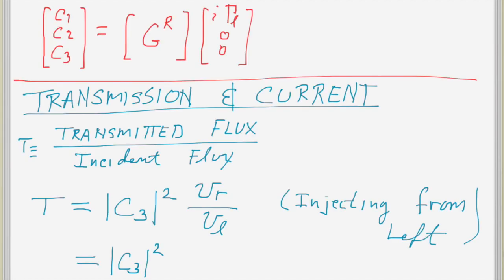Oh, I'm sorry. Let's just stick with what we got, thinking about injecting from the left. So this is also equal to C3 squared times the ratio of the gammas. Right, because the gammas were related to the velocity, just h bar velocity over a. So if you take the ratio, everything cancels but the velocities.